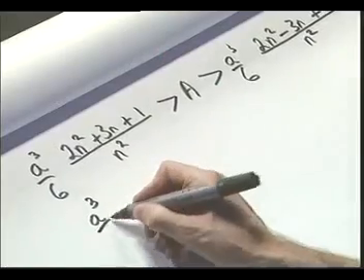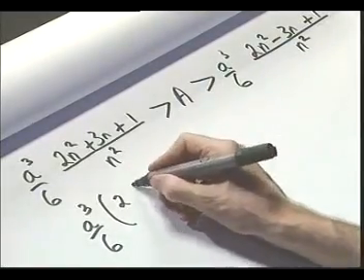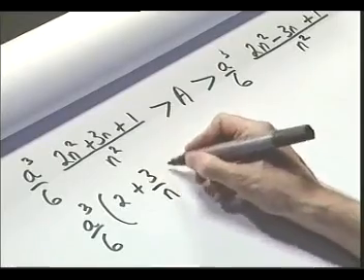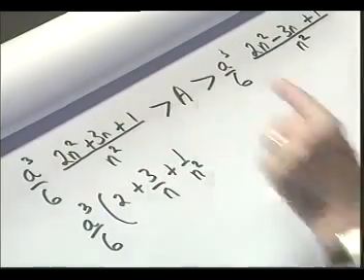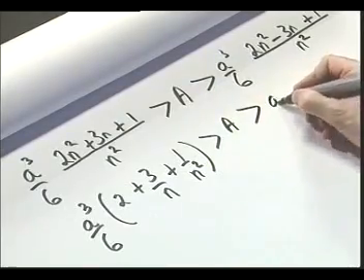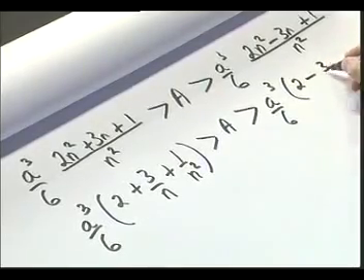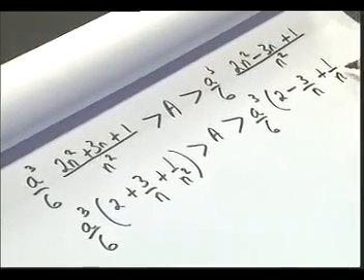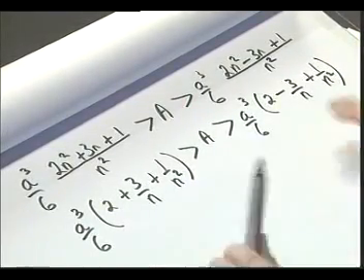Now let's divide each term by n squared. A cubed over 6, 2 plus 3 over n plus 1 over n squared. That's dividing each term in turn by the n squared. Is greater than a is greater than a cubed over 6, 2 minus 3 over n plus 1 over n squared. Now it's taken us rather a long time to arrive at this position, but we're here where we want to be.